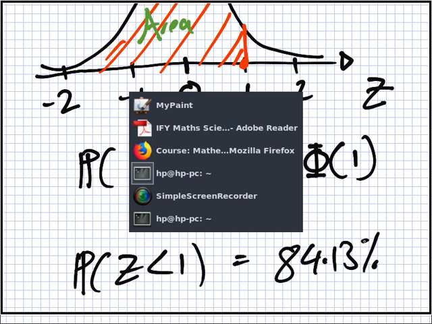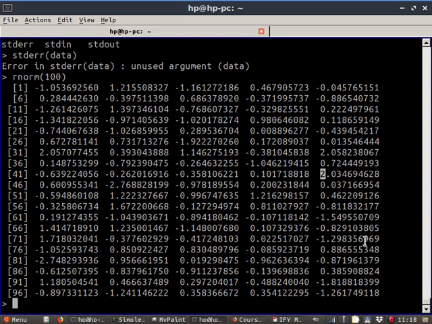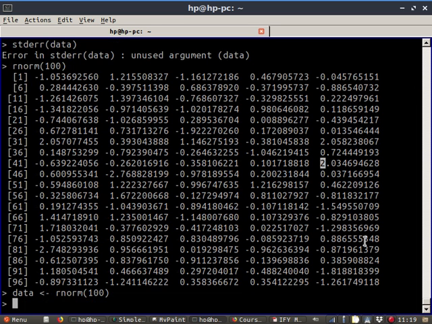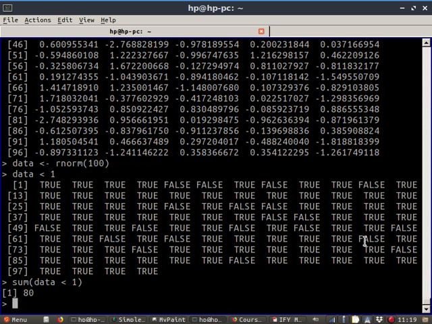Now let's have a look at my data here. Here it is. Would you say roughly 84% of these numbers are smaller than 1? I don't think so. I can actually tell you exactly how many are smaller. 80. Okay, so that's not bad.